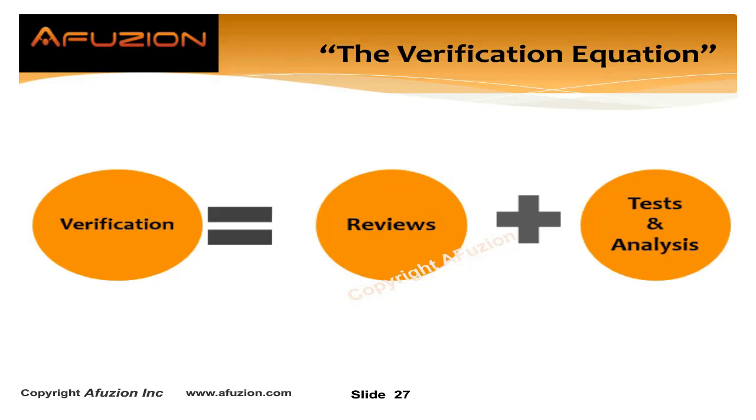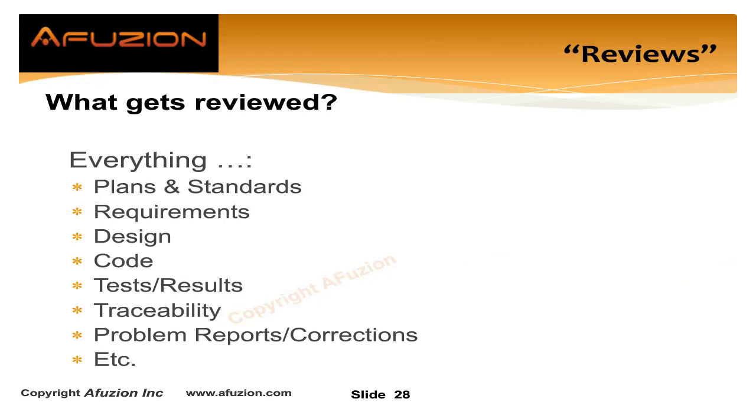We often see a gap of missing reviews or proof of reviews. You need checklists to prove that everything was reviewed, level A and B independently. Plans, standards, requirements, high and low level. Design, code, tests, test results. Traceability, top to bottom.